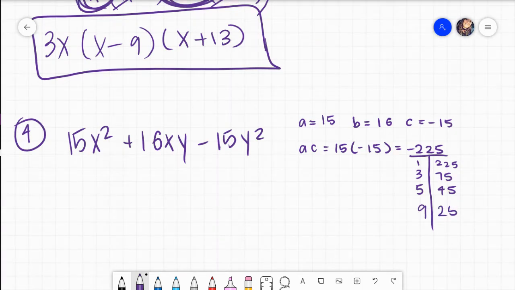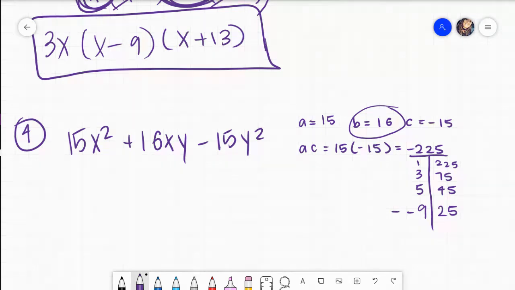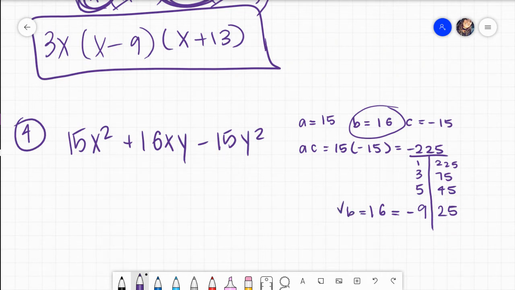9 times 25, y'all. That equals 225, right? When you multiply them together. Because it's a negative 225, one of them needs to be negative. I'm trying to equal my 16, which means because my 16 is positive, I need my greater number to be positive. And the reason why is because here's how you do this. A negative 9 and a 25, if I combine those together, signs are different. So you subtract, keep the sign of the larger so it's positive. That equals my B, and that's what I need.